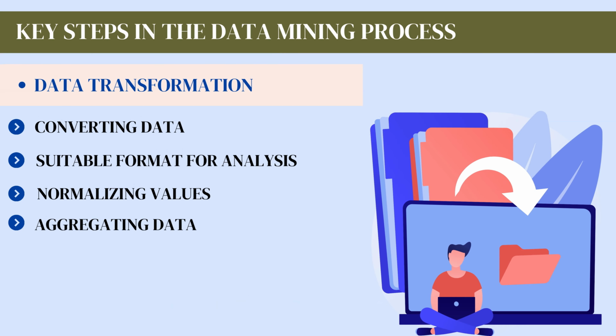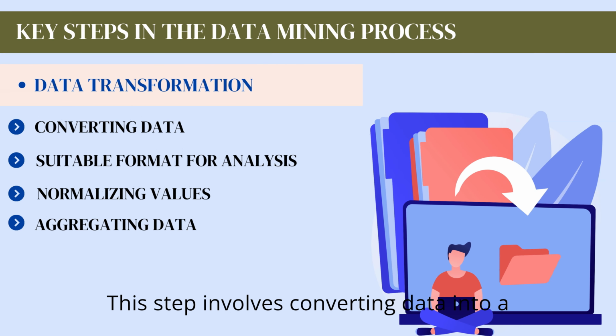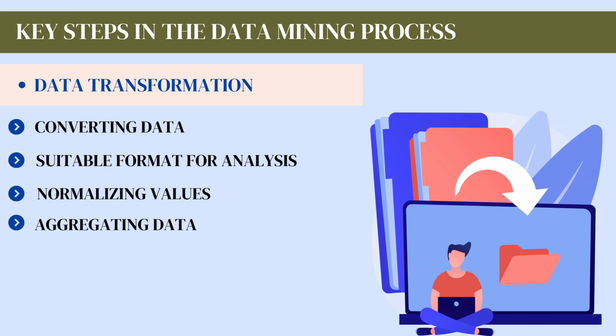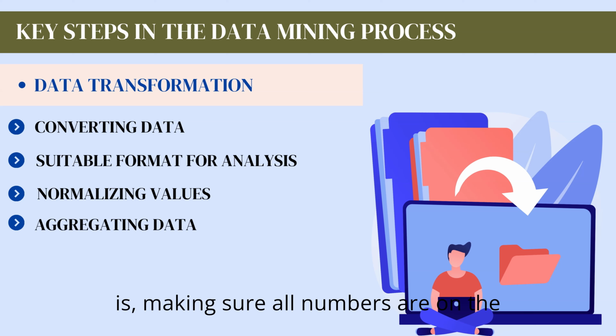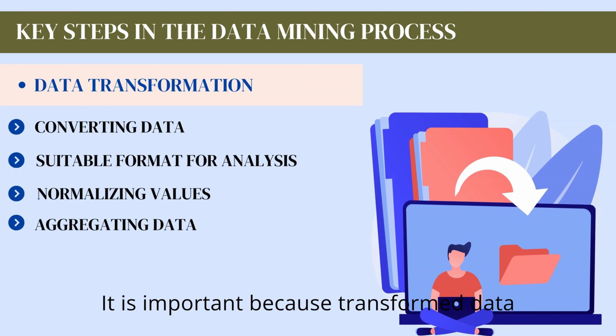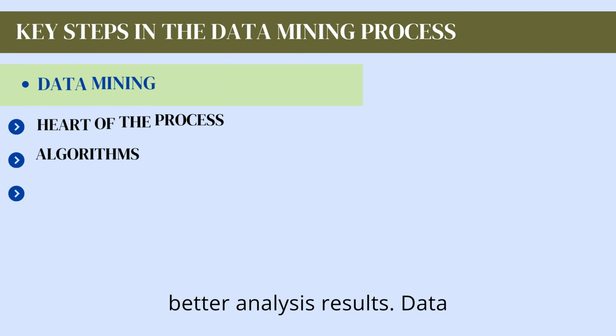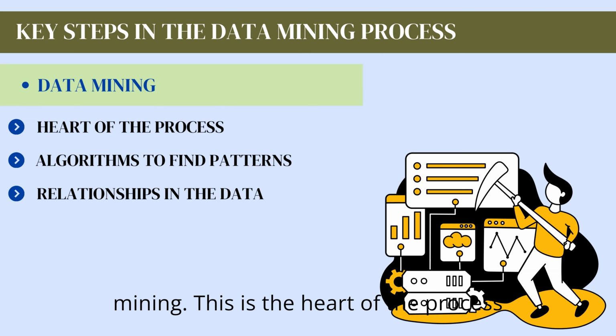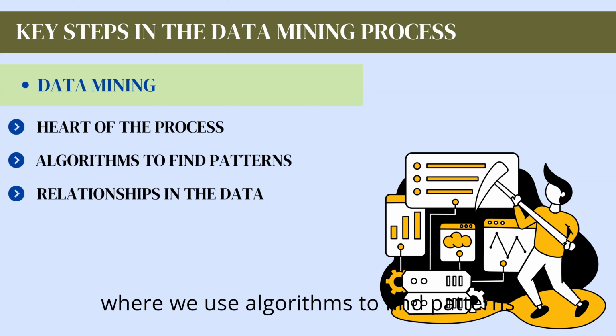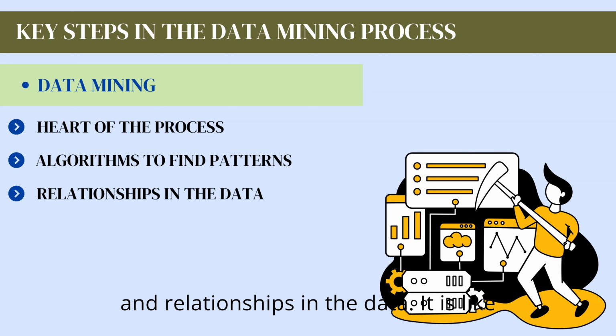Data transformation. This step involves converting data into a suitable format for analysis. It might include normalizing values, that is, making sure all numbers are on the same scale, or aggregating data, that is, summing up values for analysis. It is important because transformed data is easier to work with and leads to better analysis results. Data mining. This is the heart of the process, where we use algorithms to find patterns and relationships in the data. It is like using special tools to uncover hidden clues. The patterns discovered here can reveal valuable insights, like trends or anomalies.